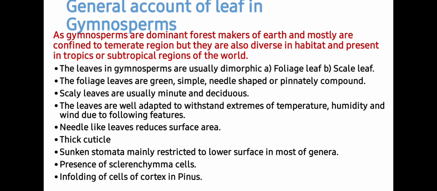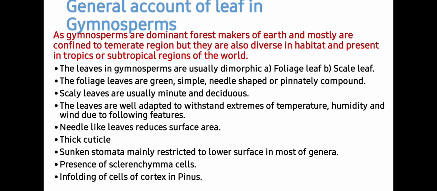The leaves in gymnosperm are usually dimorphic, that is foliose leaves that are green in color and scale leaves that are brown in color. The foliose leaves are green, simple, needle-shaped or pinnately compound. Pinnately compound leaf is present in cycas, while needles are present in pinus. Scale leaves are usually minute and deciduous, and you can see them at the stem apex of the cycas.